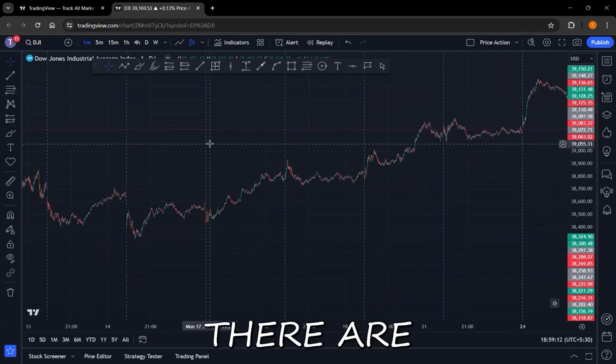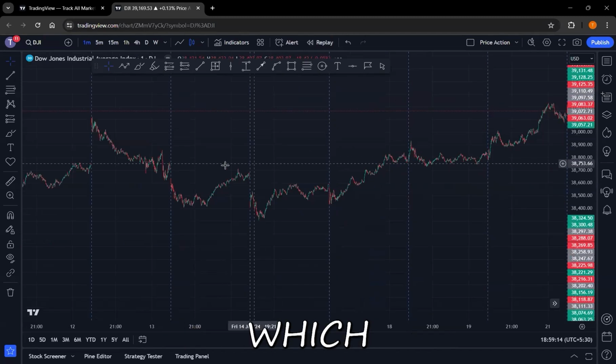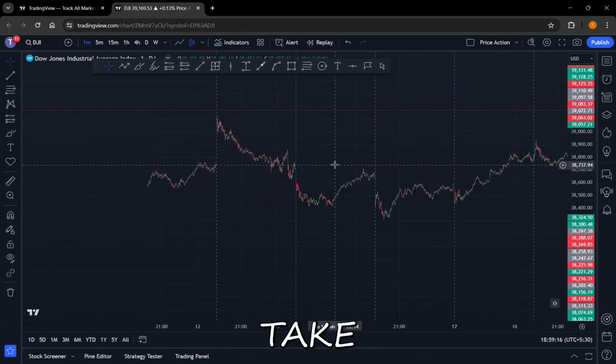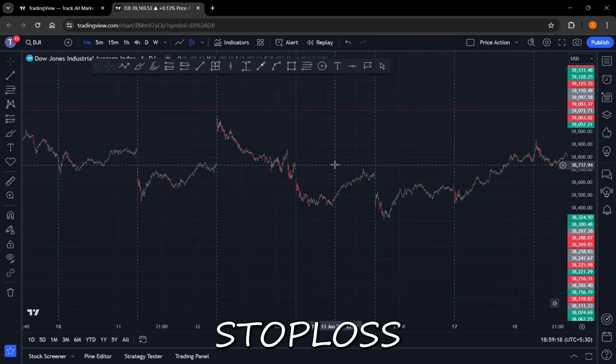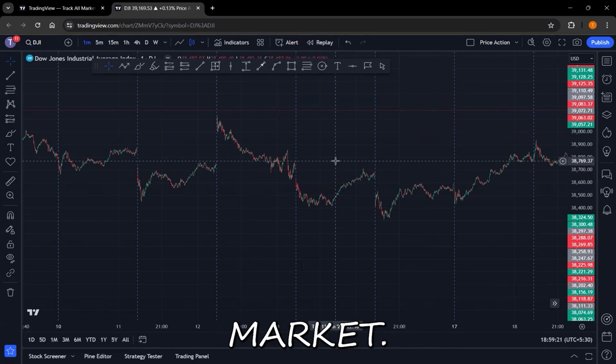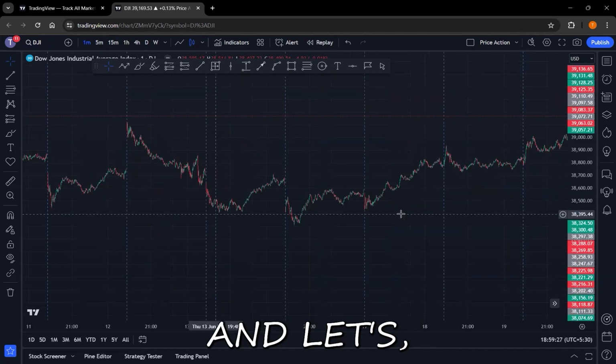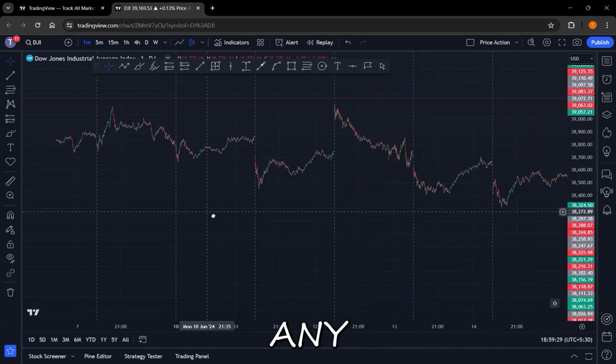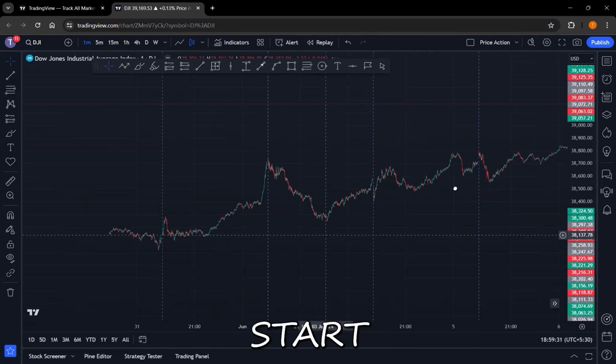In these trends, there are some hidden opportunities in the market which we are going to decode today: from where you should take the trade, from where you can actually put the stop loss, and you can put up the target in the market. Okay guys, so let's start, and let's choose any random day on this TradingView. So let's start from here anywhere.